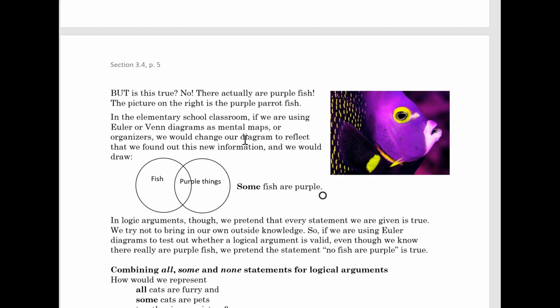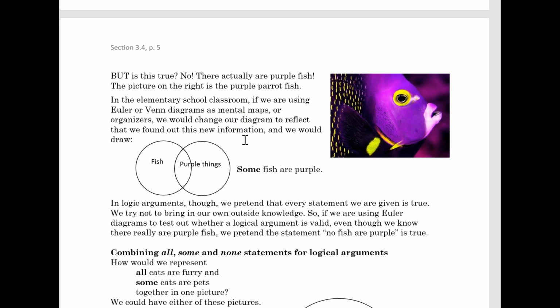So now let's try combining all of these ideas, all, some, and none, into one picture. For this one, I do want you to pause the video for a second and see if you can put it together in one picture. All cats are furry. Remember our all statement from the previous video. Some cats are pets. Put them all together in one picture, which would be a circle for cats, a circle for furry, and a circle for pets. So only 3 circles in your picture. Give it a try, pause the video, and see if you can do it.